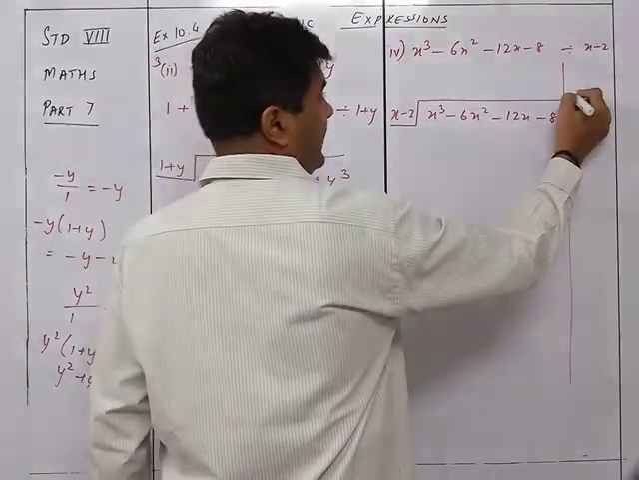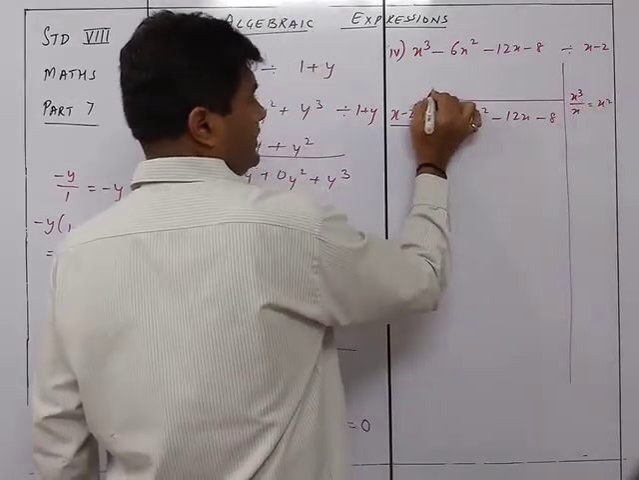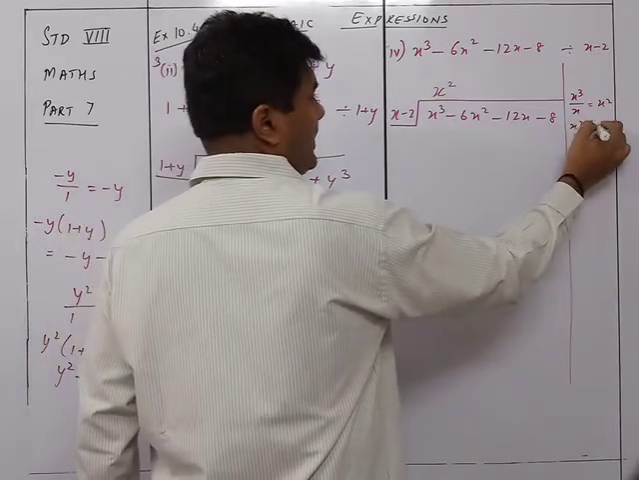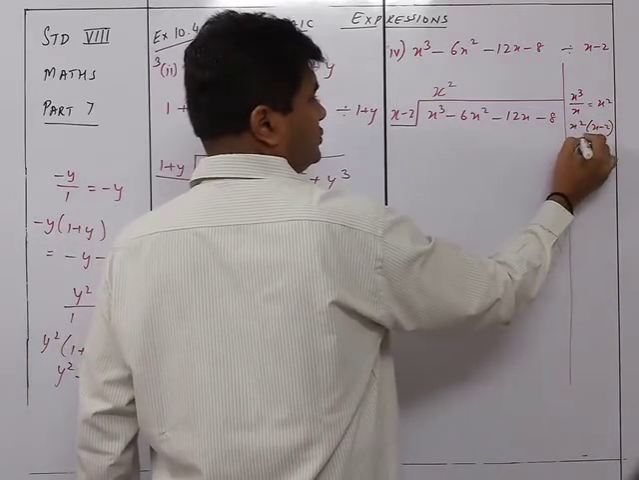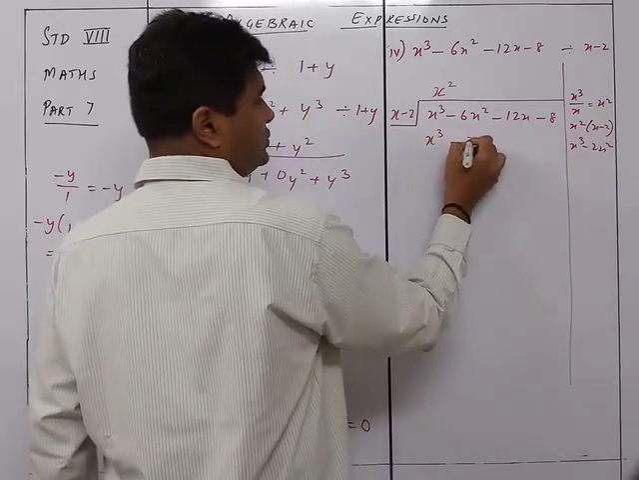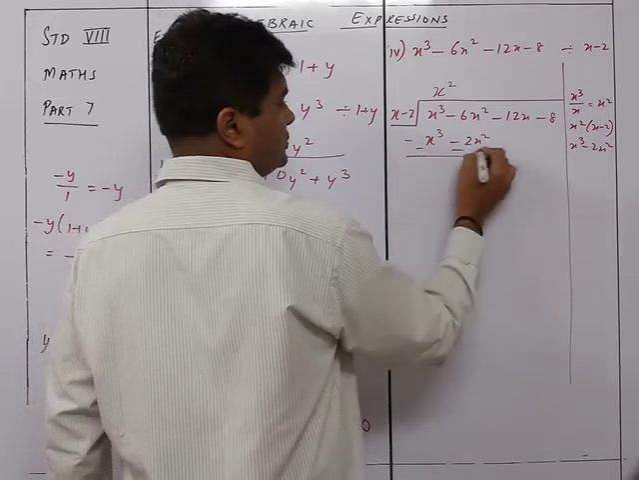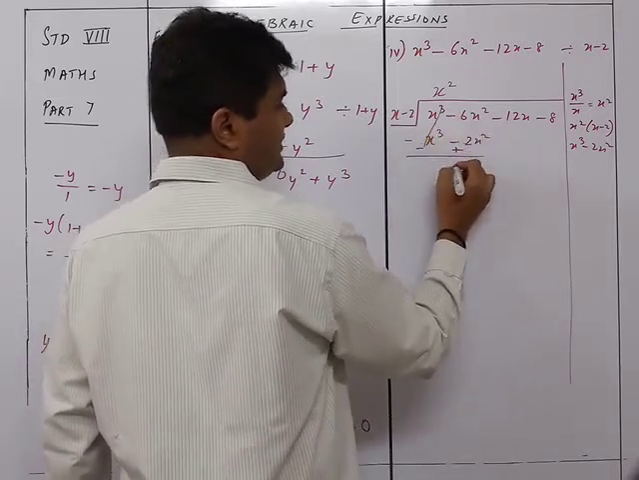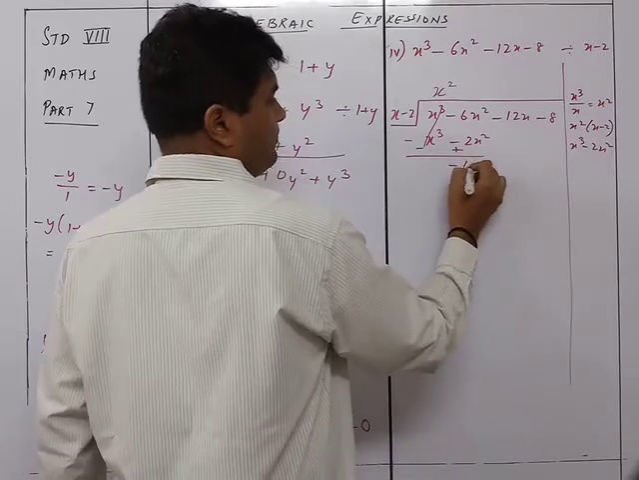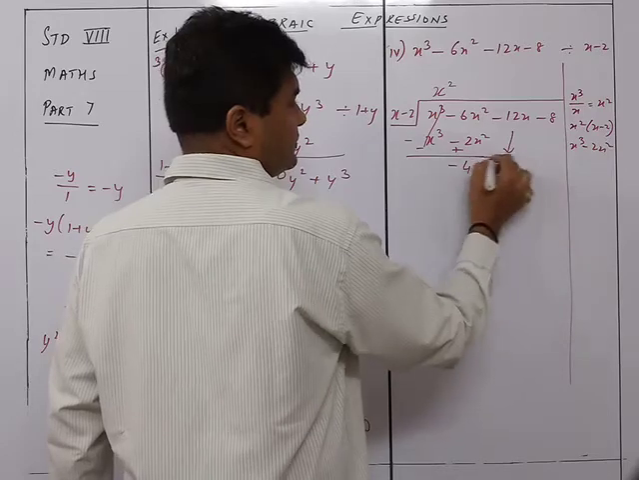So it is x raised to 3 upon x is equal to x square. You put x square over here. Now x square into x minus 2 will be x raised to 3 minus 2x square. So it will be x raised to 3 minus 2x square. Subtraction, signs change. This cancels. This gives you minus 4x square minus 12x.